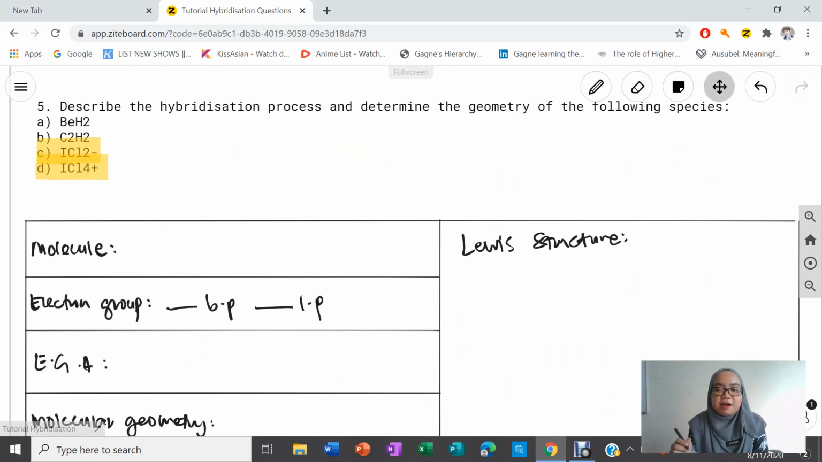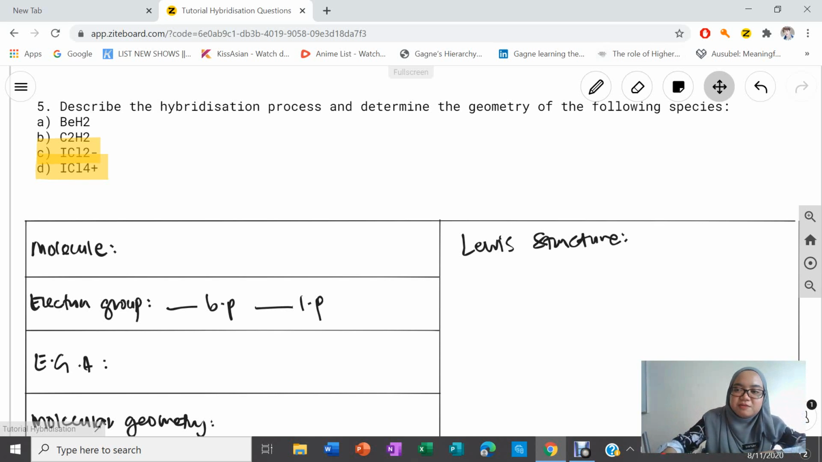It asks us to describe the hybridization process and determine the geometry of the following species. The question A and B, I think I have explained to you last week during the example. So today I'm going to show you the question C and D, since in this question the central atom has a negative charge and a positive charge. So how? Now let's answer the first question C.